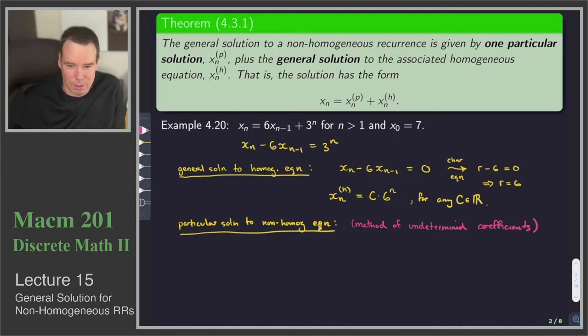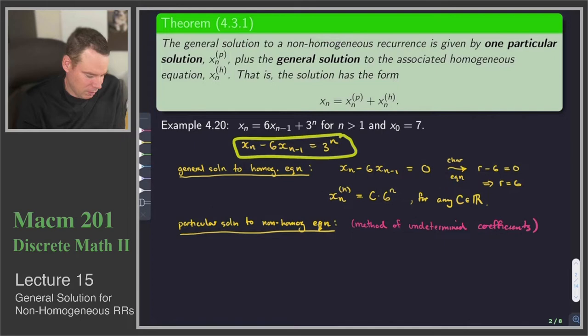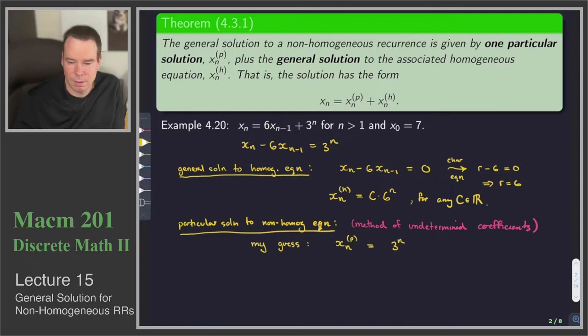Well, I mean that if we look at our recurrence relation, I see that I have x sub n minus 6 x sub n minus 1. So some combination of the x sub n's have to produce a 3 to the power of n. Oh, so that means that maybe I will guess. So this is my guess. My guess is that a particular solution is going to be of the form 3 to the power of n. That's just my guess.